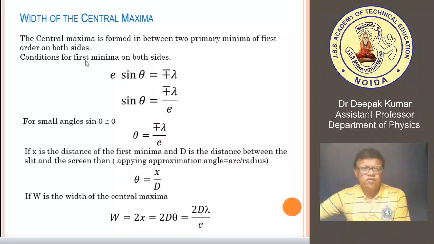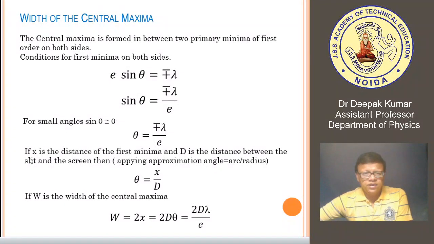Now the condition for first minima on both sides can be expressed as e sin theta equals plus minus 1 lambda, and then you can obtain the value of sin theta from this expression, which is sin theta equals plus minus lambda by e. Because the diffraction pattern is very condensed, the value of sin theta is very small, and for smaller angles I can substitute sin theta as theta. So my theta for the first minima on any of the sides will be lambda by e.